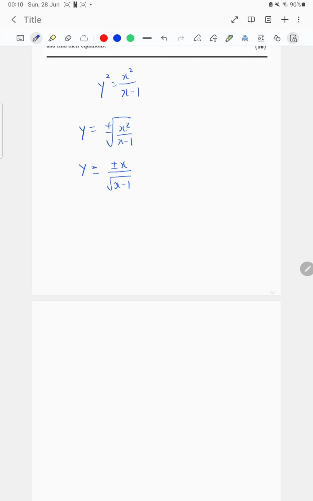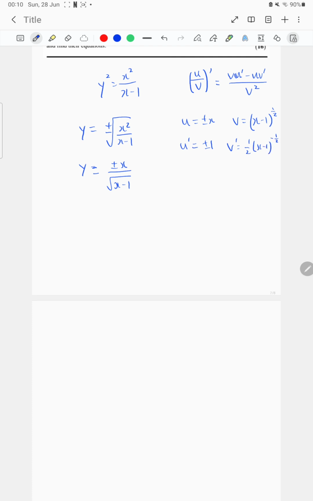So for differentiation, you can use the quotient rule, u over v dash. This equation you have to remember is vu dash minus uv dash over v squared. Okay, so let's label it. Your u equals plus or minus x. u dash is plus or minus 1. v is x minus 1 to the power of a half. So v dash equals a half times x minus 1 to the power of negative a half.